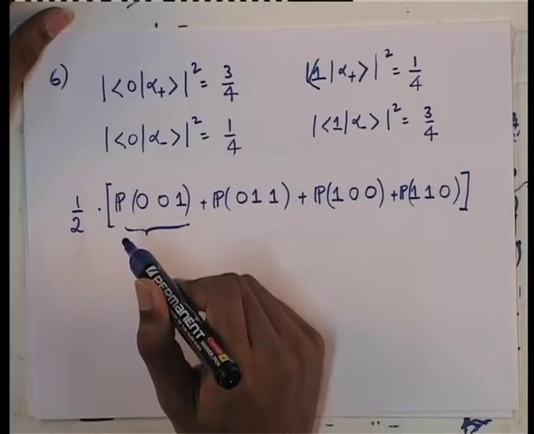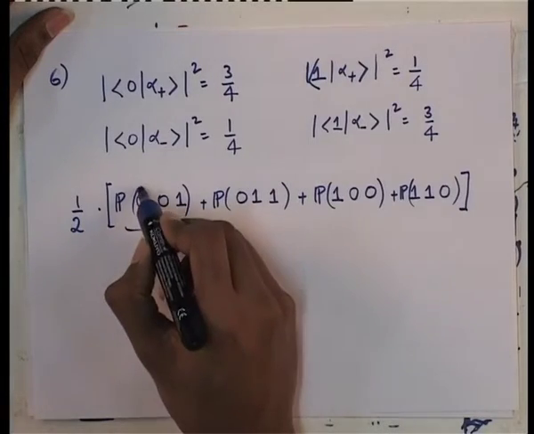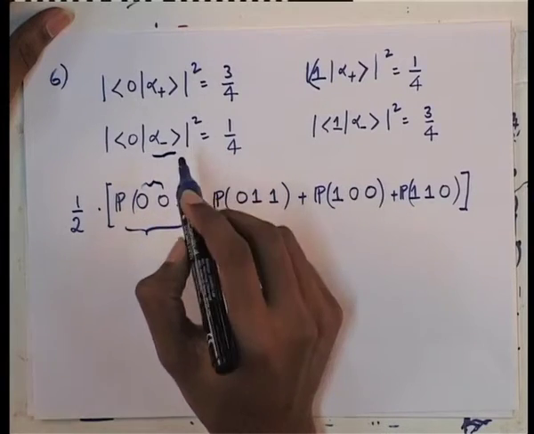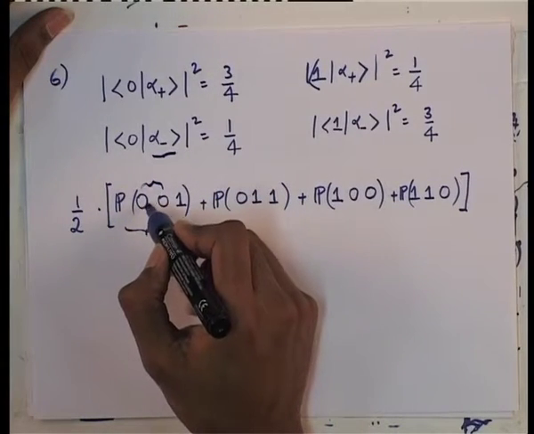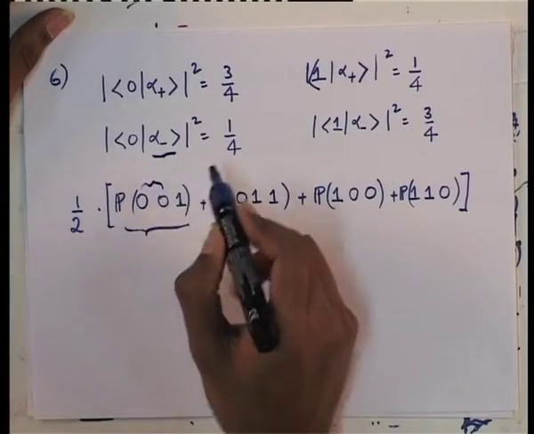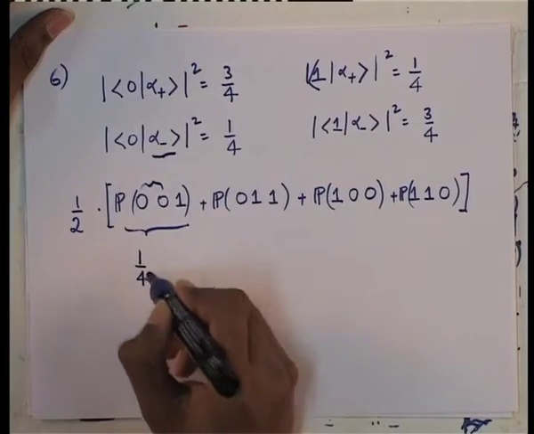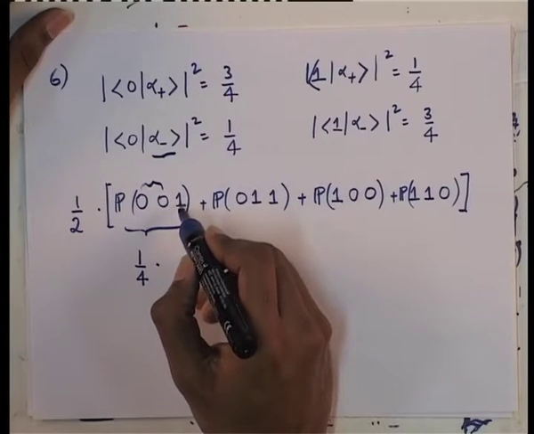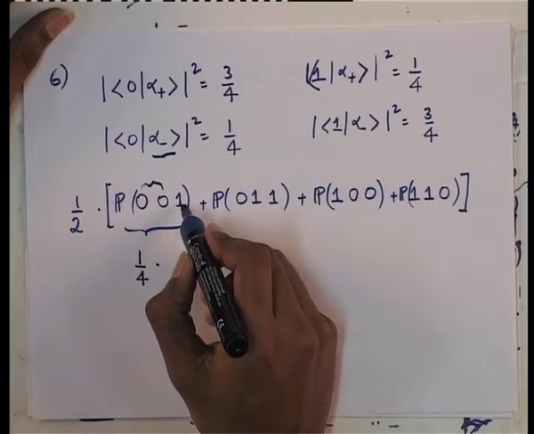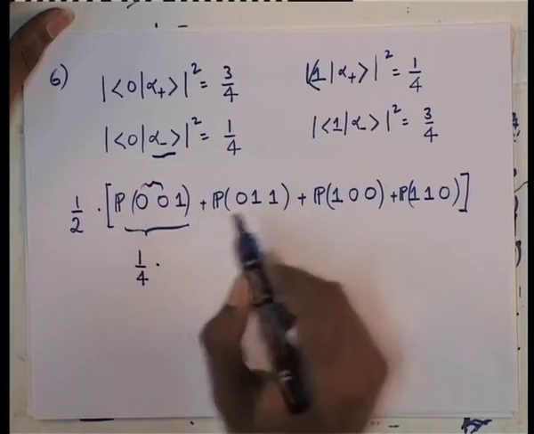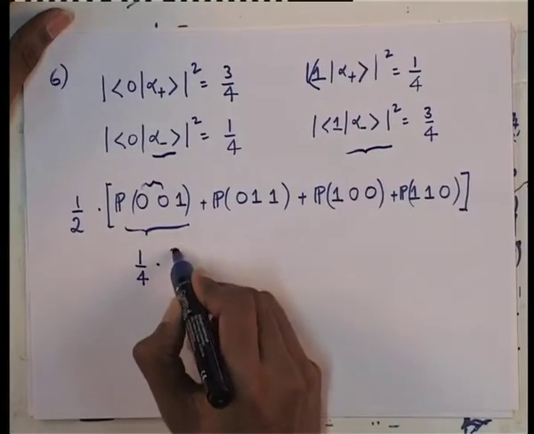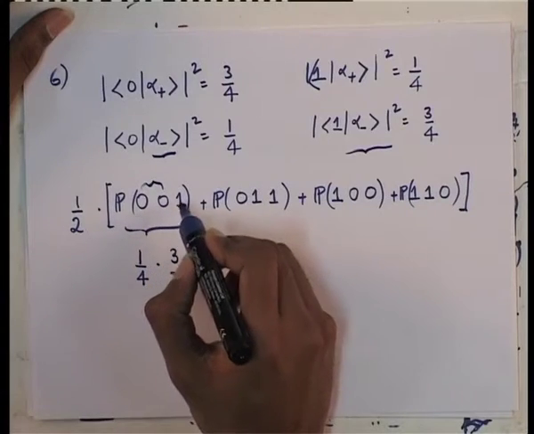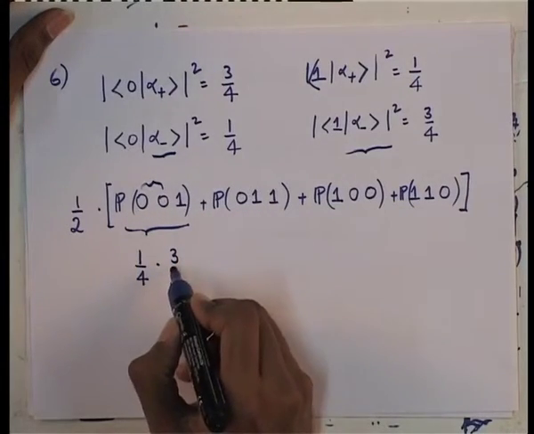Say Eve has used alpha minus. So, when the 0 is sent by Alice, obtaining a 0 is of probability 1 by 4, and after Eve measures 0, the probability of obtaining 1 by Bob is 3 by 4. So, probability of having 0 0 1 is 1 by 4 times 3 by 4.